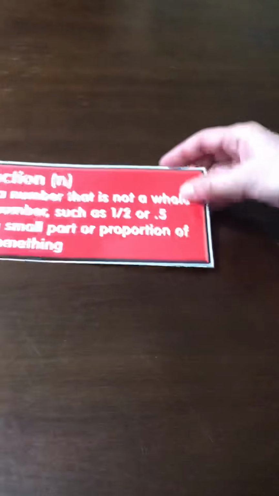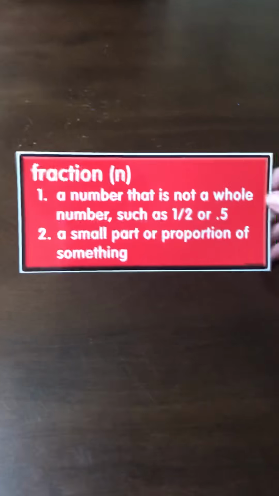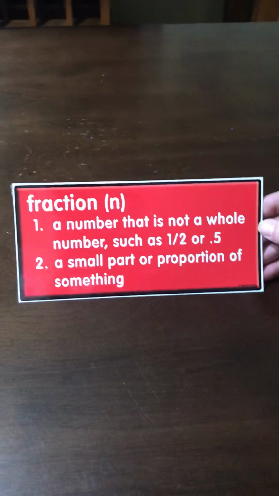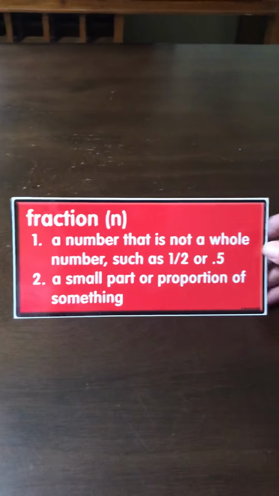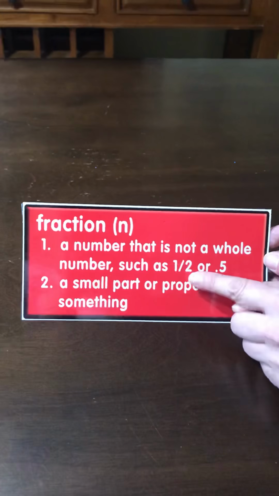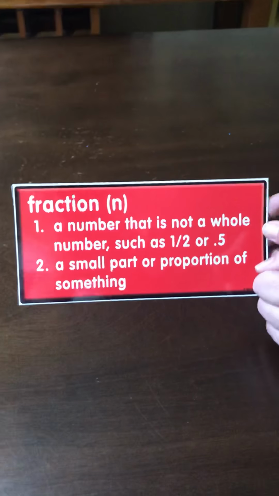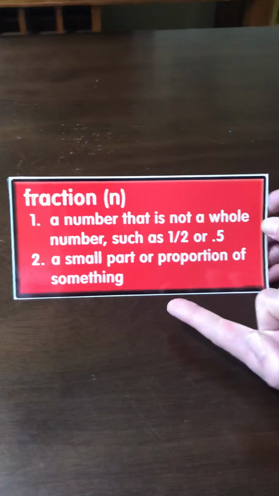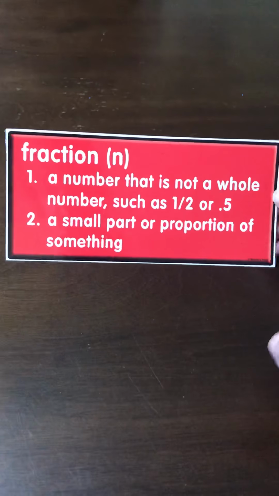And the first one is just the definition of what a fraction is. A fraction is a number that is not a whole number. Okay, it's not 1, not 2, not 3. It's a part of a whole number, such as 1/2. You can also do decimals. Decimals you start in 5th grade, I believe. And the number 2 definition is it's a small part or a portion of something.